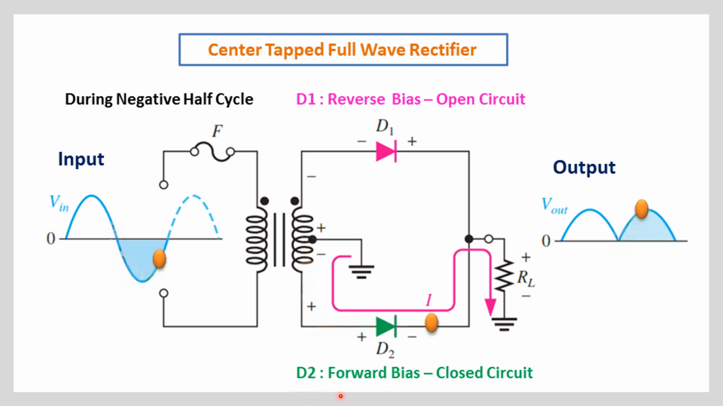So D2 is forward biased and D1 is reverse biased for the negative half cycle. So for the negative half cycle, we get the output through D2. For positive, we got this output. For the negative half cycle, we again receive a V out because diode D2 is forward biased.